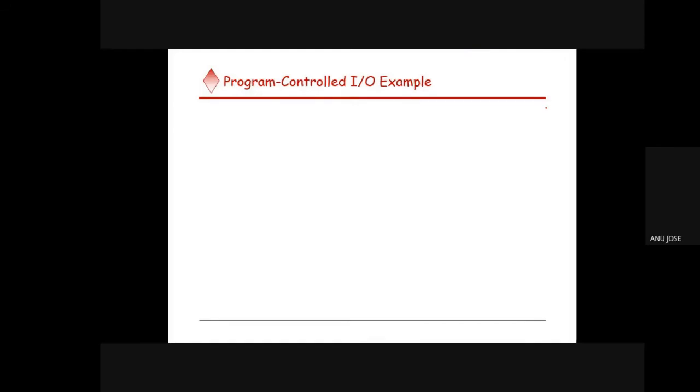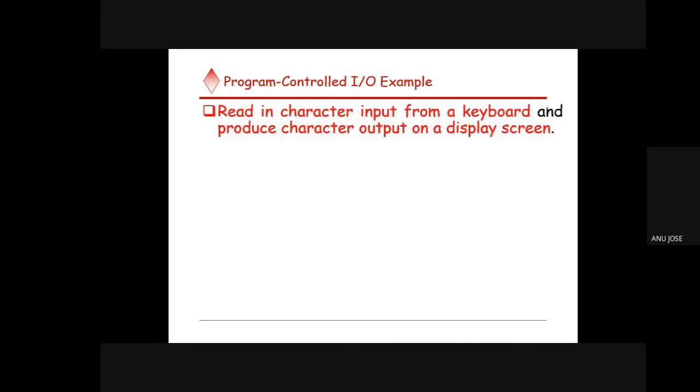Then what is meant by program controlled I/O? What is the meaning of program controlled I/O? If the program inside a CPU monitors the status registers for that I/O transfer, it is called program controlled I/O. That means there is a program present inside the processor, and based on that program's instructions, the actions will be performed.